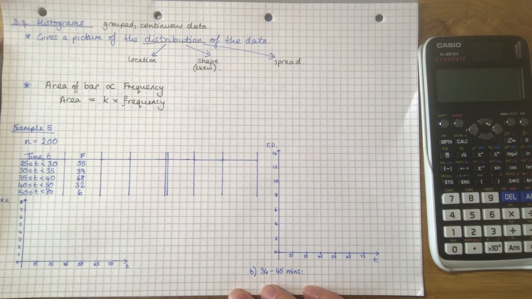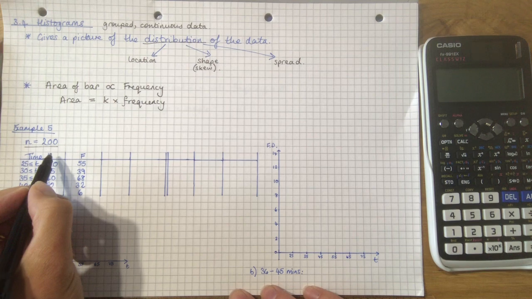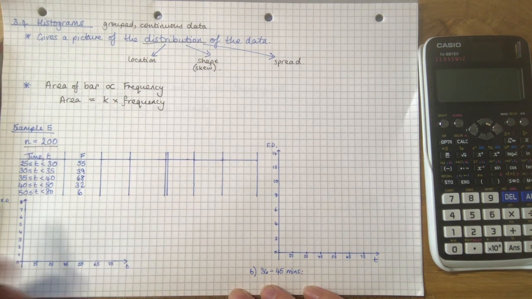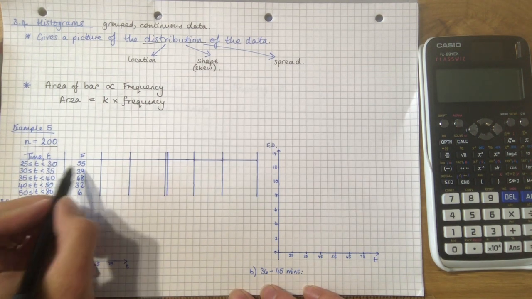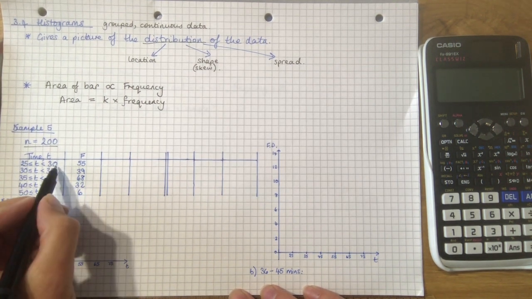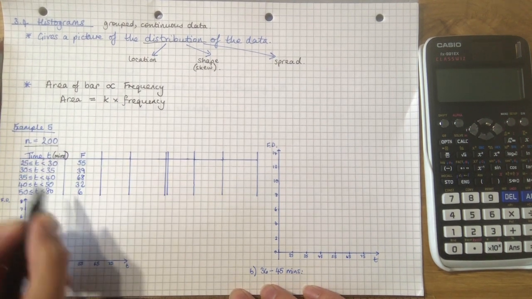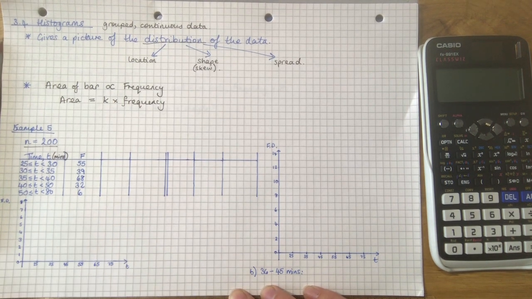In example 5, we are told a random sample of 200 students, n is 200, was asked how long it took them to complete their homework on the previous night. All the data was recorded in a table like this. So 55 students took between 25 and 30 minutes, where time is in minutes, whereas 6 students took between 50 and 80 minutes. And we're asked to draw a histogram to represent this data.